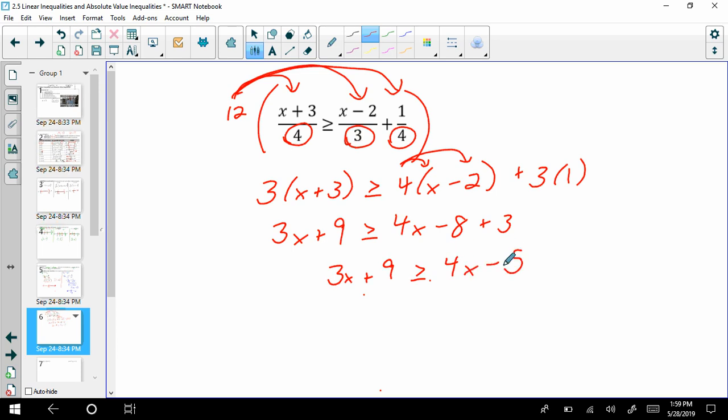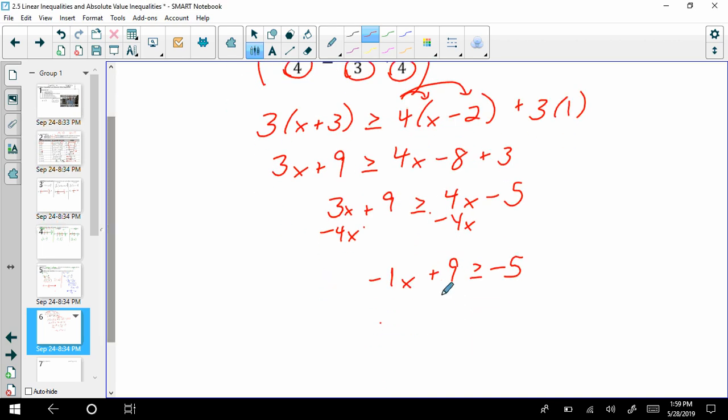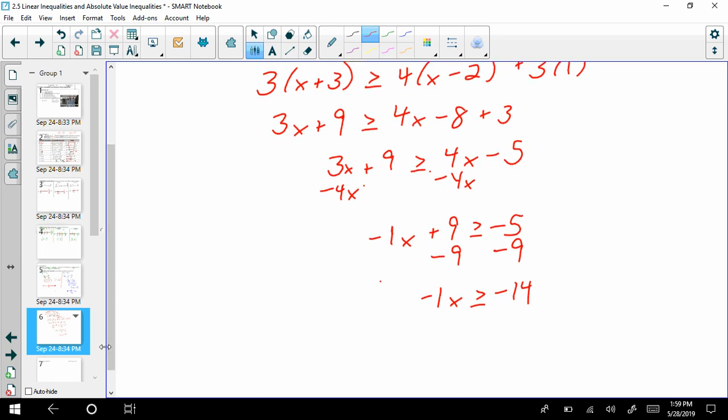And now I'm going to get my x's together. So I'm going to subtract 4x. And I'm going to subtract 9. And then I have to divide by the negative 1. The symbol is going to flip because I divided by a negative. So x is less than or equal to 14.